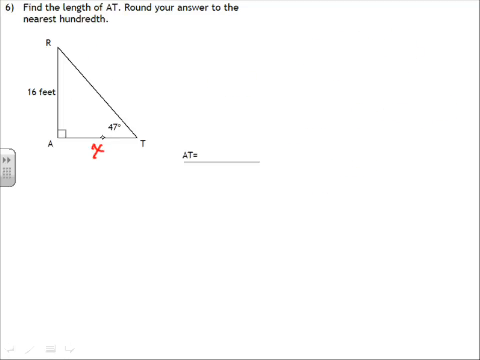The adjacent leg, and I have the opposite leg as 16 feet. So when I'm dealing with opposite and adjacent, I'm going to use my tangent ratio. So I'll write the tangent of my 47 degree angle is equal to opposite 16 over adjacent.